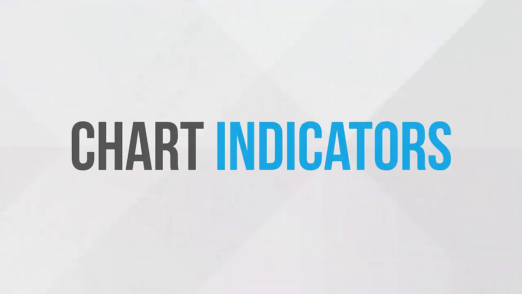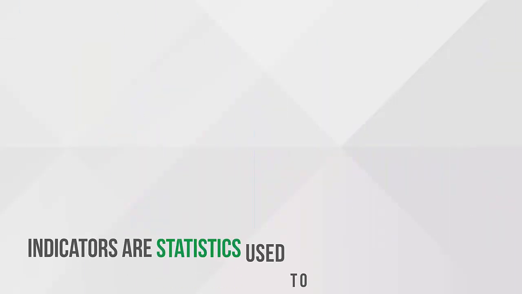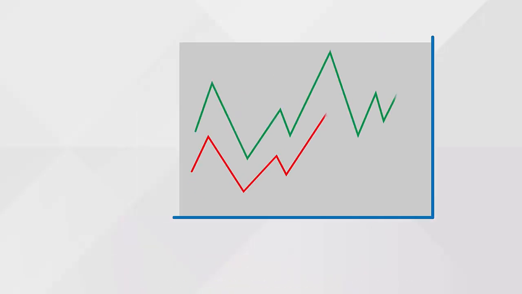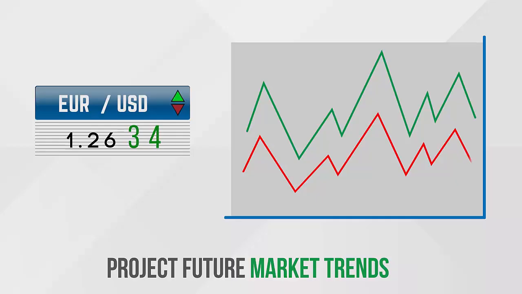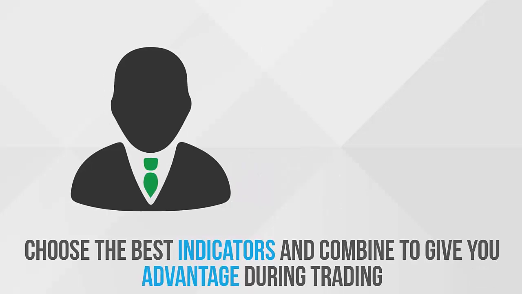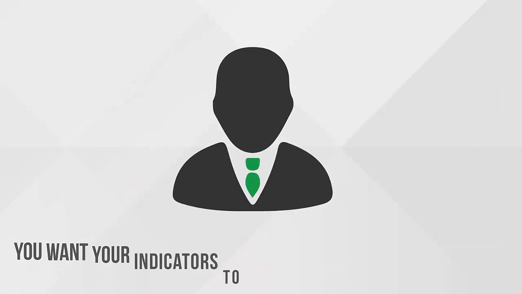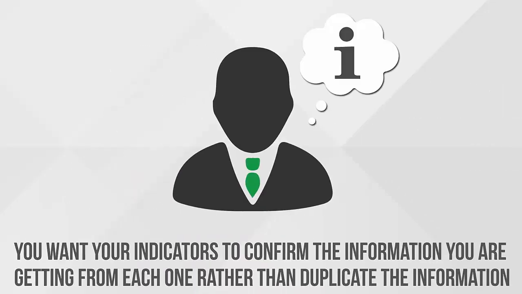Chart indicators. Let's start with some basic indicators that you can use when you start trading. Indicators are statistics that are used to measure current Forex market conditions and to project future market trends. Your job is to choose the best indicators and combine them in a way that will give you an advantage during trading. Ideally, you want your indicators to confirm the information you are getting from each one rather than duplicate the information.